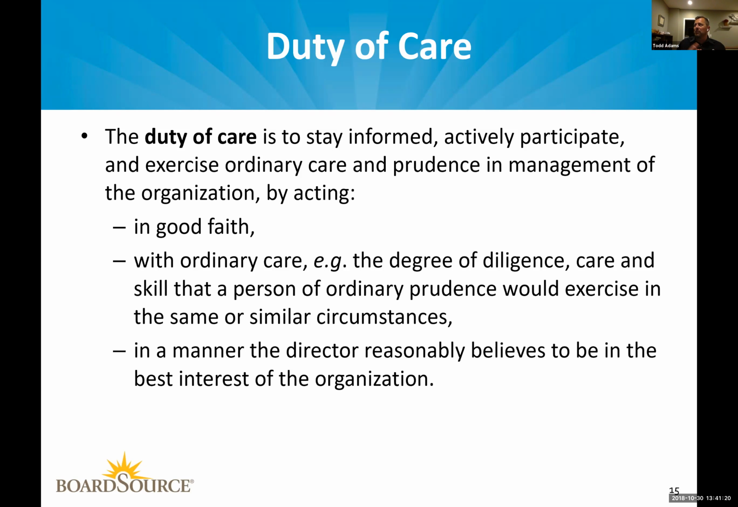Am I participating in good faith? Meaning, am I committed to be there? Am I showing up prepared? Am I demonstrating ordinary care? So the question that gets asked when the wheels come off the bus and there's a problem is, would a similar person under similar circumstances have made the same decision because it is what is right and informed? And we'll talk a little bit about who you can get your information from here in just a little bit. But did I exercise that degree of diligence? And did I operate reasonably in what I thought was in the best interest of the organization?